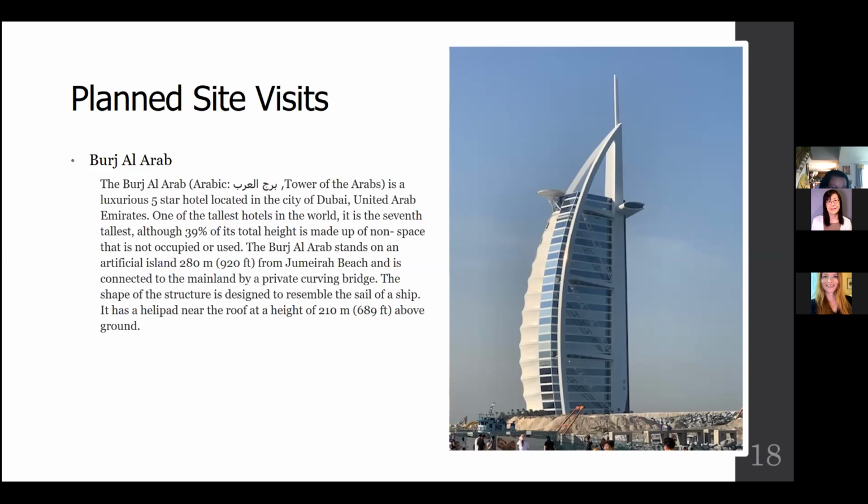The Burj Al Arab stands on an artificial island, 280 meters or 920 feet from Jumeirah Beach, and is connected to the mainland by a private curving bridge. The shape of the structure, if you look at it, is designed to resemble the sail of a ship. It has a helipad near the roof, very luxurious, at a height of 210 meters or 689 feet above ground. So if you feel like taking your private helicopter there and landing to go on into your hotel room, that's the place for you.